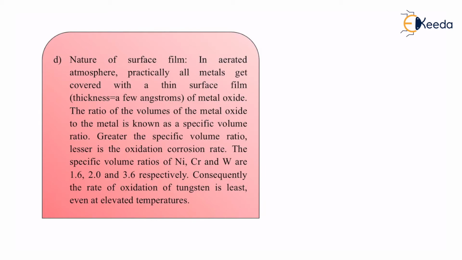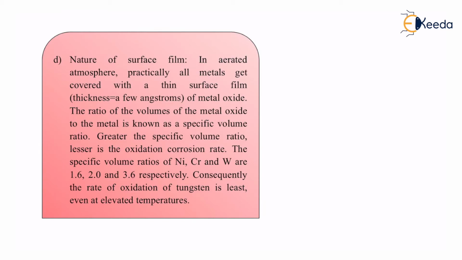The ratio of the volumes of the metal oxide to the metal is known as the specific volume ratio. So now if you have a metal oxide and you have a metal, the ratio of the metal oxide to the metal is known as specific volume ratio. The greater the specific volume ratio, the lesser is the oxidation corrosion rate. So if you have a very good ratio, the oxidation rate will be comparatively less.